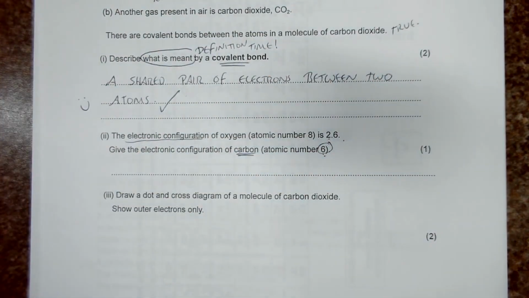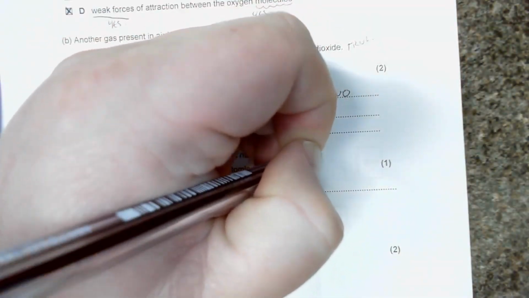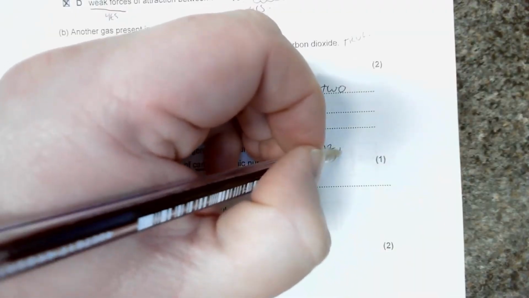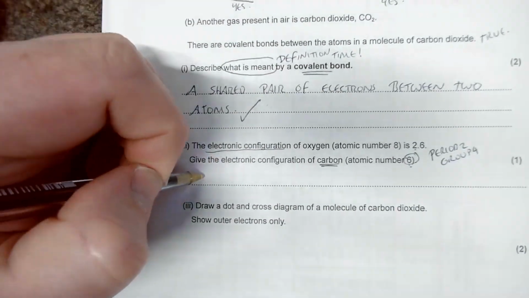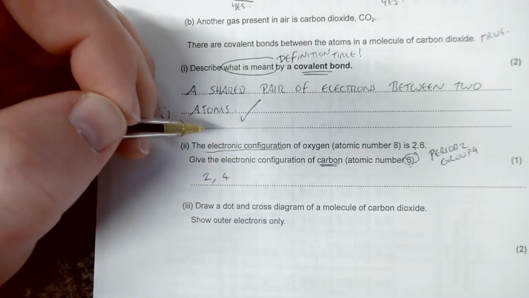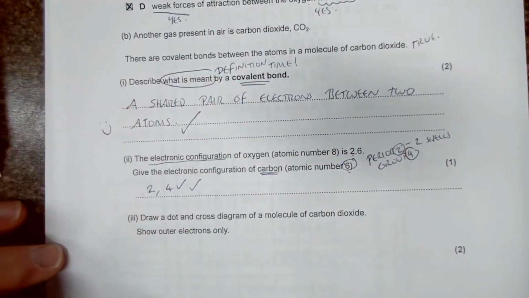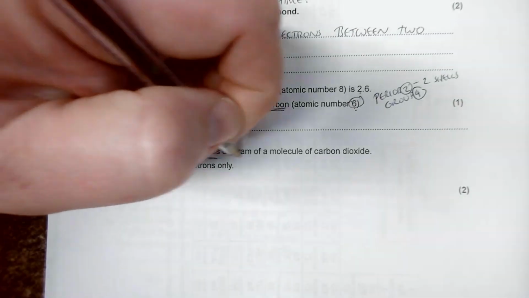Give the electronic configuration of carbon, which is in group 4. So it's in period 2, so we know we've got 2 electron shells, and it is in group 4. And it's got an atomic number of 6. 2 ways of working it out. You could do 2 in the first shell, 4 in the second shell, 2 plus 4 is 6. Or you could work it out from period 2, you've got 2 shells, 2 in the first shell, 4 in the outer shell because it's in group 4. Both methods work. Bottom line is 2, 4. 2 in the first shell, 4 in the second shell.